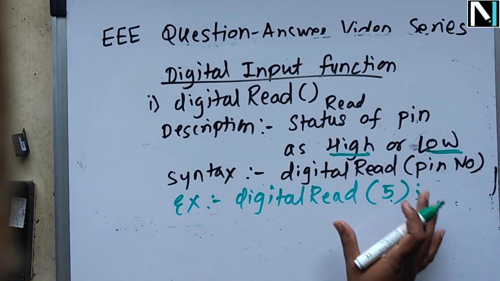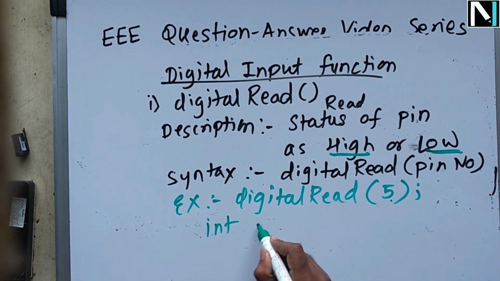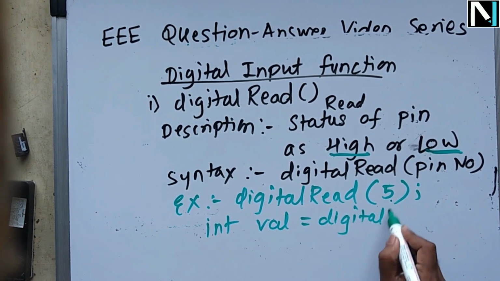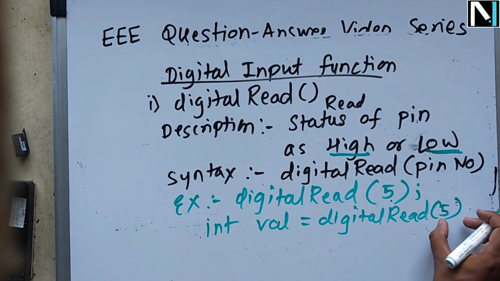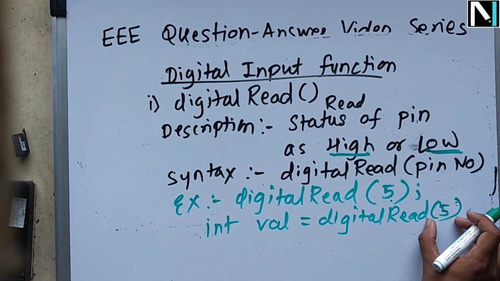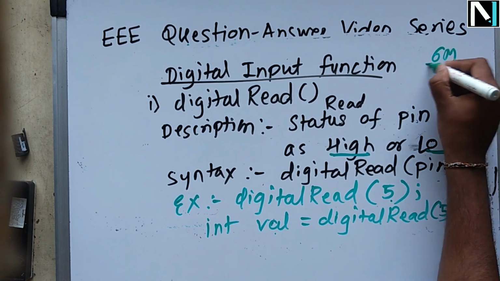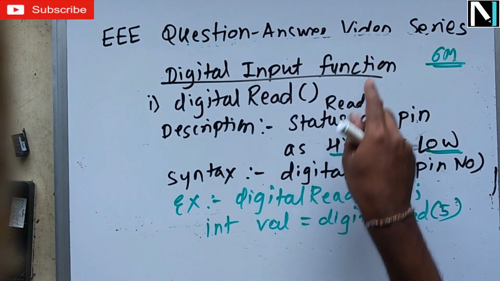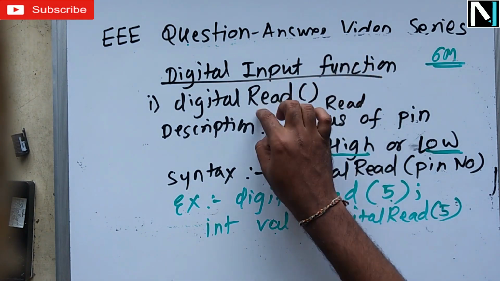And you are going to store this digitalRead value into some variable, like this: int val is equal to digitalRead in bracket 5. Its meaning is digital pin number 5's value is either 0 or 1, and store that value into the val variable whose data type is integer. So for 6 marks this question is asked. It has 3 functions. First we have studied digital output functions, those were pinMode and digitalWrite. Now this is the digital input function.